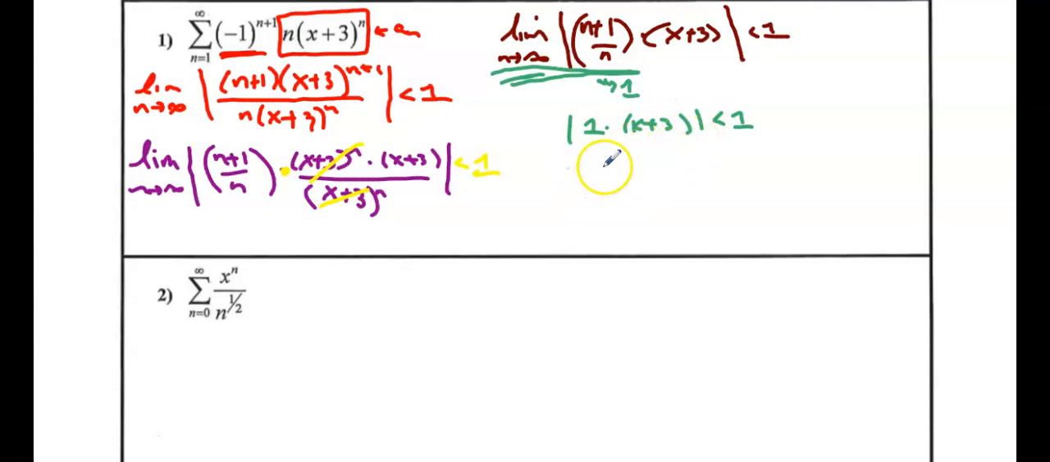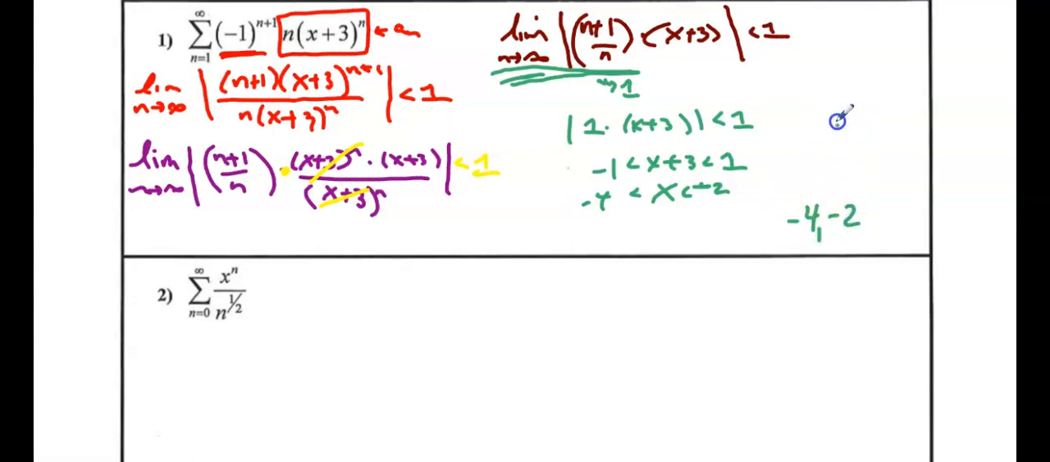So in order to find the interval of convergence, we take the x plus 3 and set it between negative 1 and 1, and we get that x must be between negative 4 and negative 2. So we go ahead and write those things down.